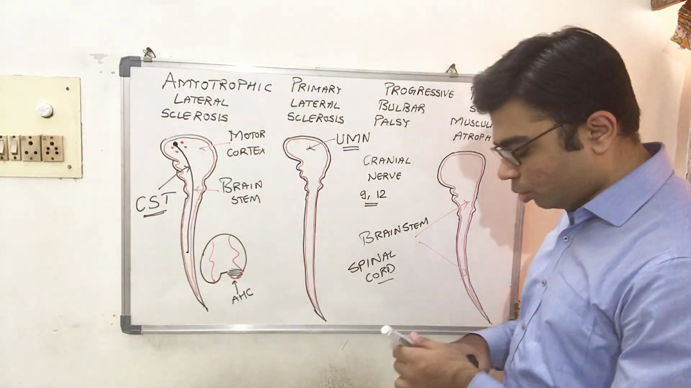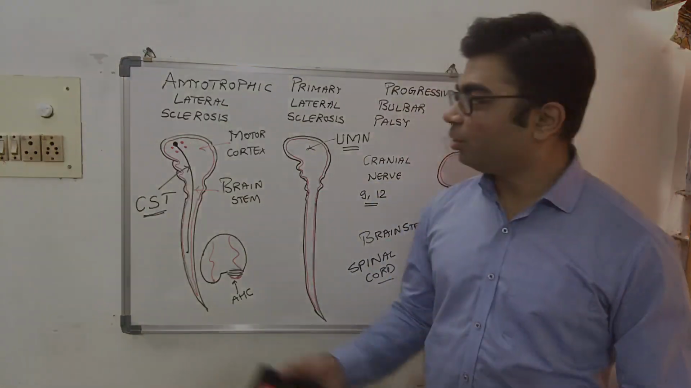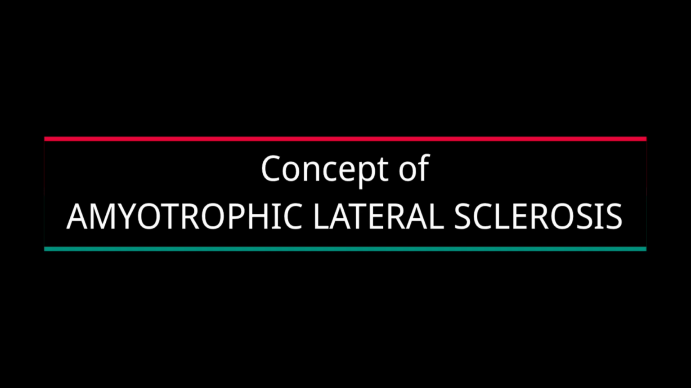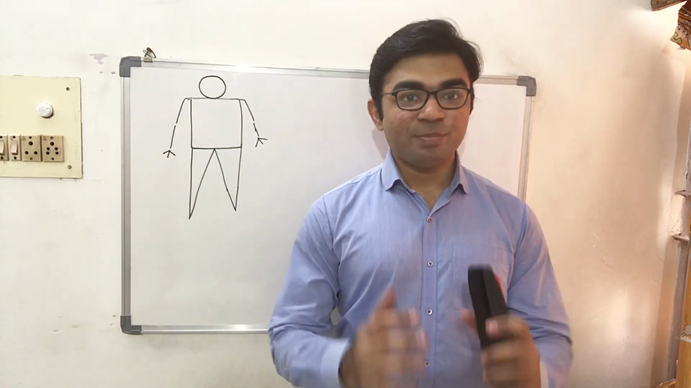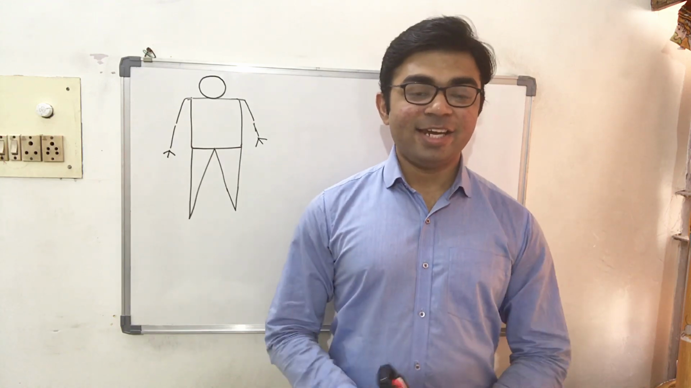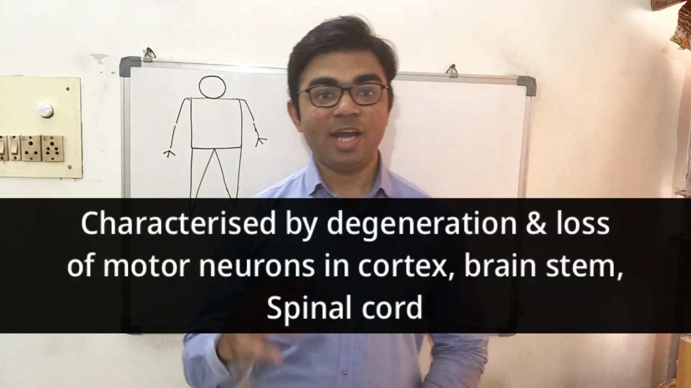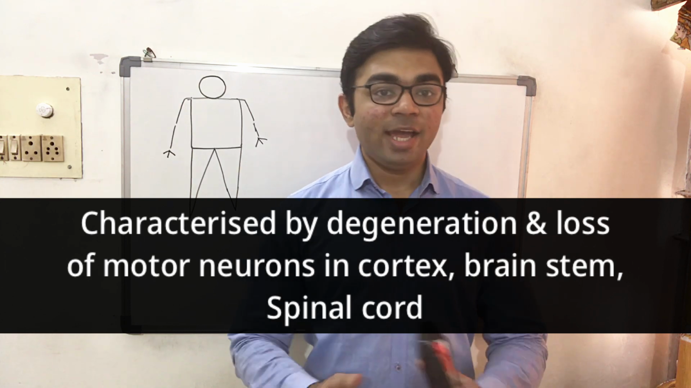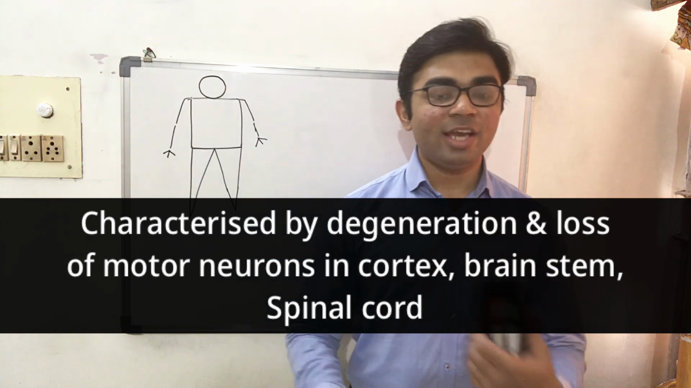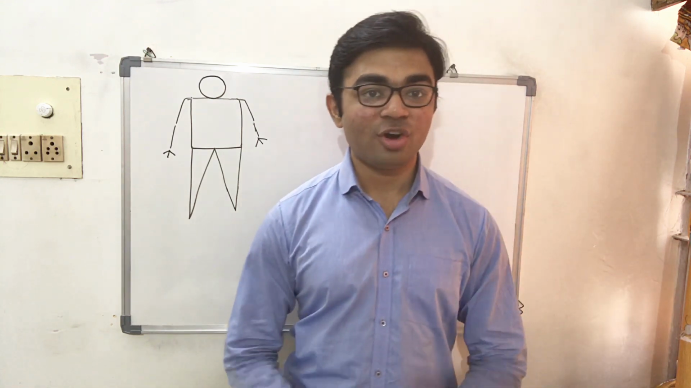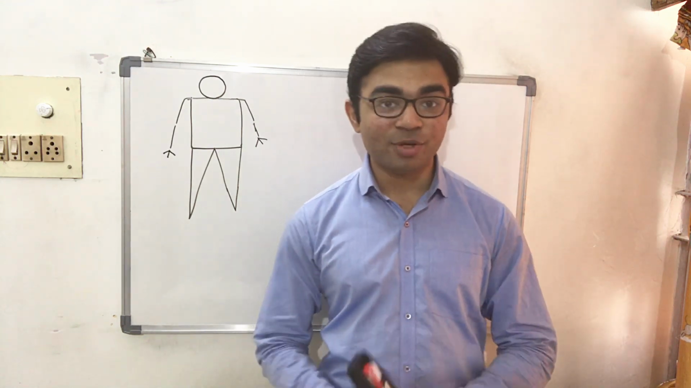In this video, I am going to mainly discuss amyotrophic lateral sclerosis. Let us understand about amyotrophic lateral sclerosis. Basically, ALS is characterized by degeneration and loss of motor neurons in the spinal cord, brainstem, and brain, resulting in a variety of upper motor neuron and lower motor neuron signs and symptoms.